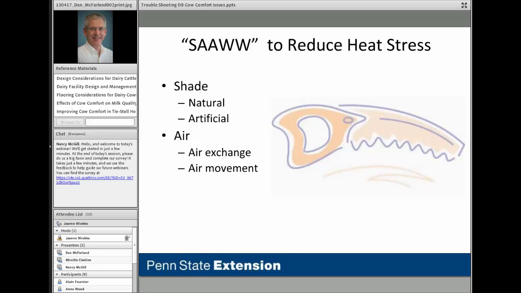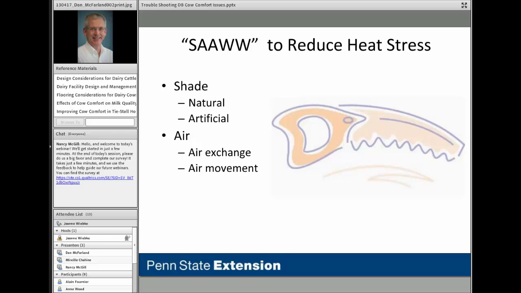Circulation fans to provide air movement around the cow so that the rate of her heat exchange to the environment can be greater. It's very important, in very hot days or hot weather, to keep those fans going at night because you have a greater temperature differential between the cow and the outside, and so there's a greater rate of heat exchange from the cow.